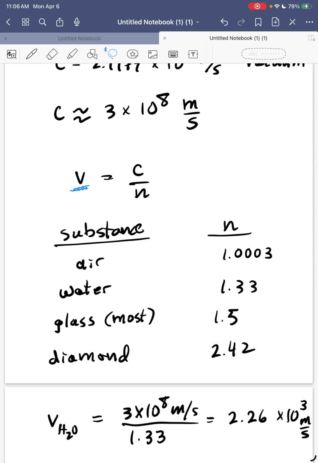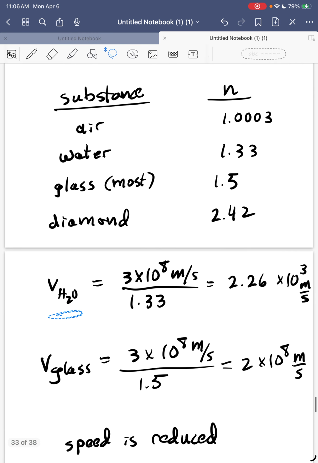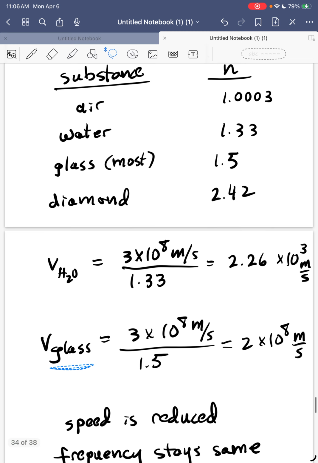Now when you get to other substances, glasses, different types of glass, anywhere from 1.4 to almost 1.6, diamond, all the way to 2.42. So this will really cut down the speed of light by a substantial amount. So for example, if I wanted to calculate the speed of light in water, I divide by the index of refraction, I get 2.26 times 10 to the 8th. And glass, typical glass, divided by 1.5, that's going to give 2 times 10 to the 8th. So that's a third of a loss of the speed of light when it goes through glass.